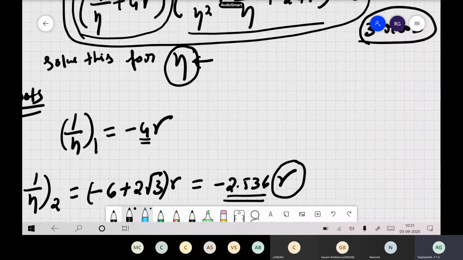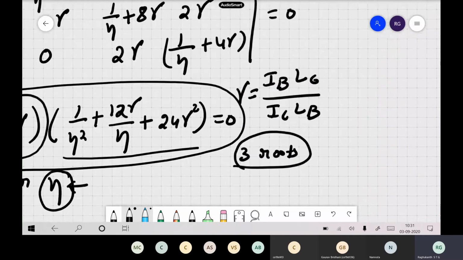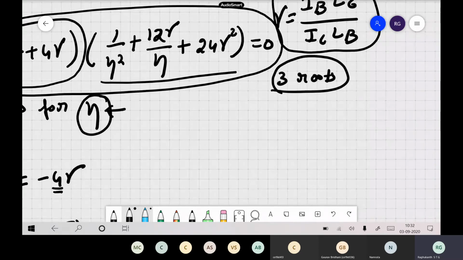So what is this gamma? As I already told you, this gamma is nothing but IB, LC, IC, LB. So it is your buckling load. It depends on the stiffness of the beam and the column. Now when IB tends to infinity, your gamma also goes towards infinity. Okay, so now you can just check also.